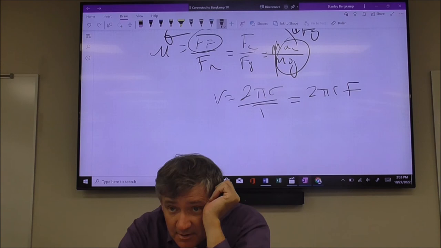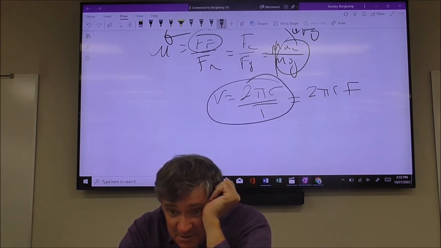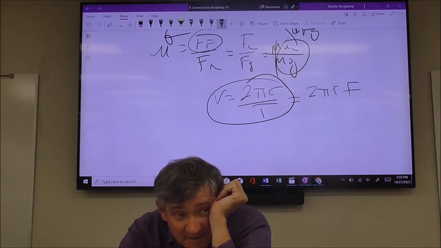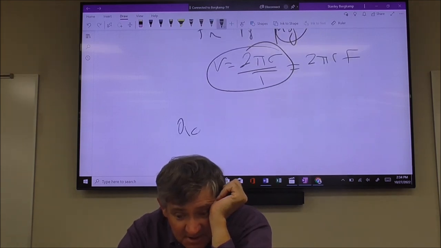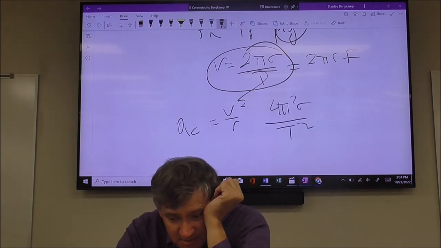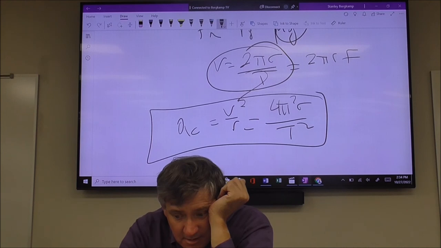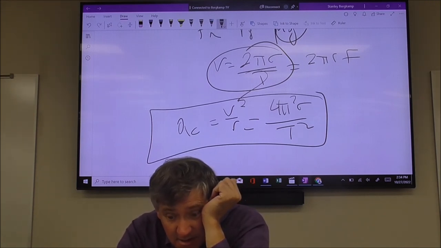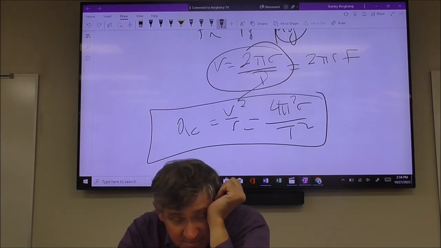We won't get equations like that? This one, 2 pi r over T? So the acceleration is just v squared over r, what you have on your sheet. But if you substitute that in, that becomes 4 pi squared r over T squared. Isn't the top one T squared though? Isn't it 2 pi r over T squared? No, if it's just velocity. Oh, really? Because if you divided it by T squared, then you'd have meters per second squared.